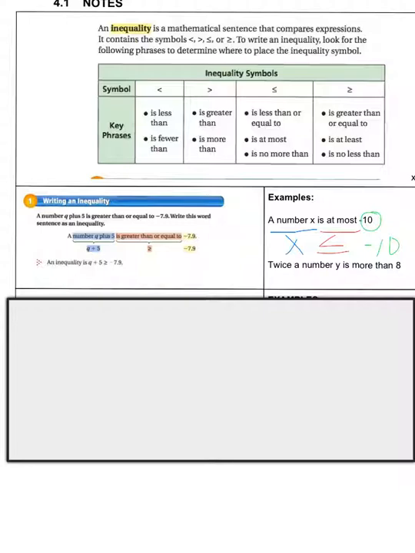Let's try the next one. It says twice a number y is more than 8. I know that twice a number y is written as 2y. Then the next part is more than. So I go up to my chart. Where do I see that? Oh, right here, is more than. So I'm going to go ahead and put that in. And this last part, 8, just goes on the other side of my inequality. Perfect.